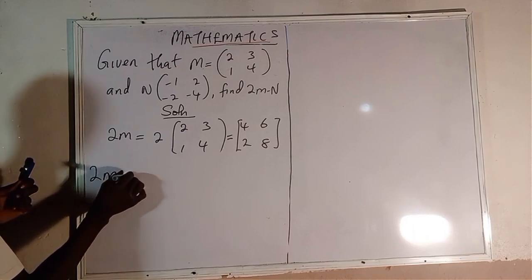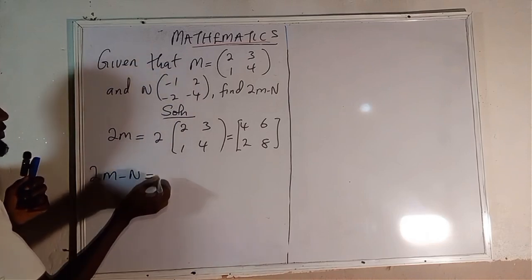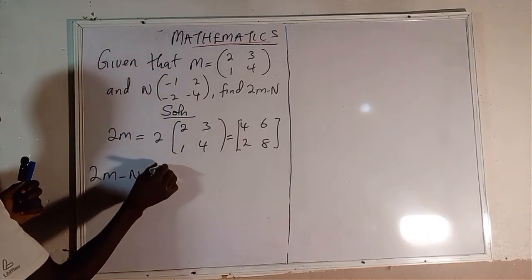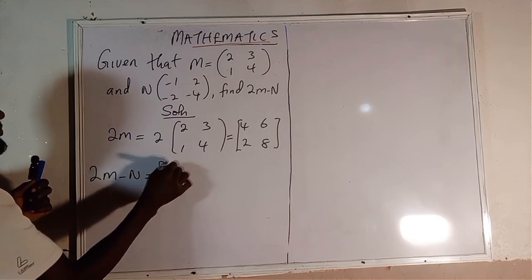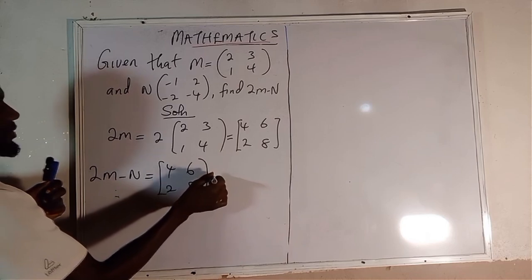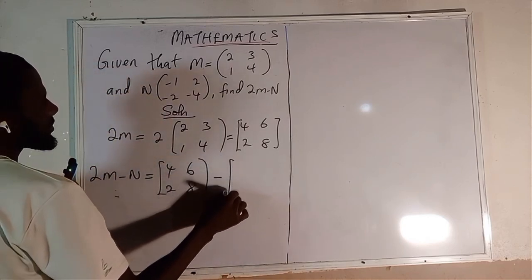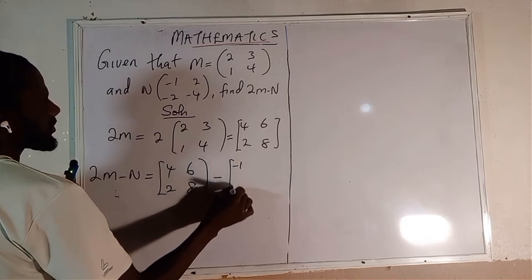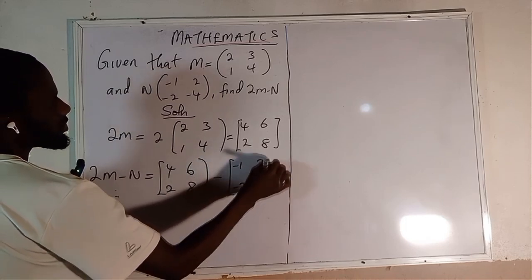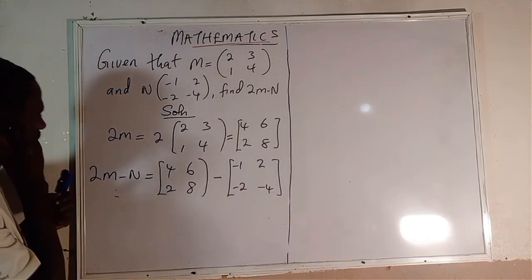2M minus N is equal to, that is 2M, this is the 2M as 4, 2, 6, 8, minus N. N is minus 1, minus 2, 2, minus 4. Then we can solve it now.